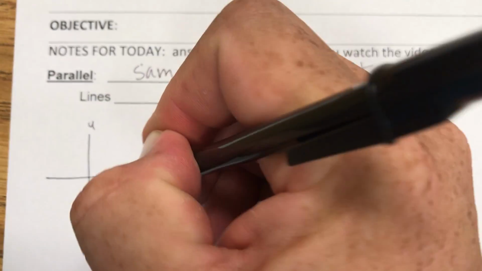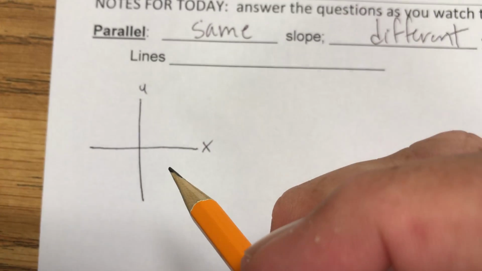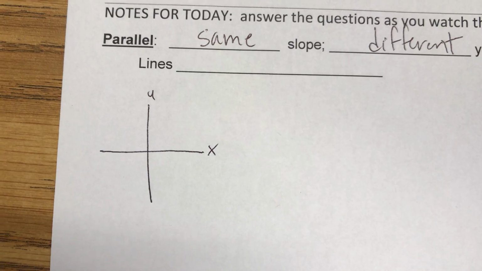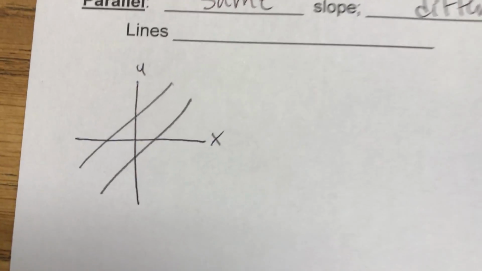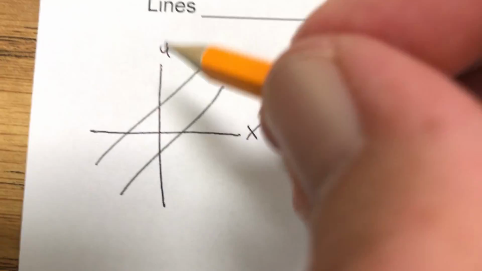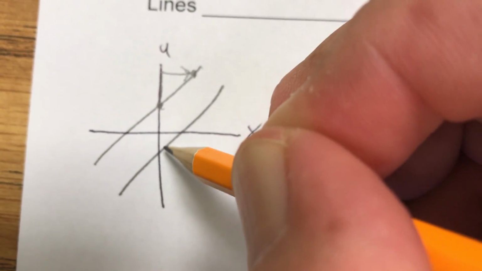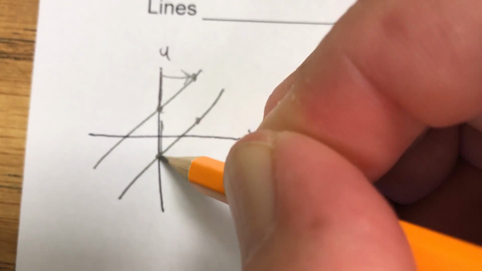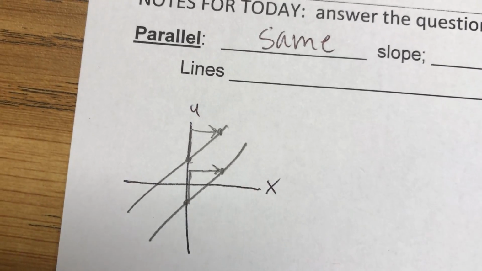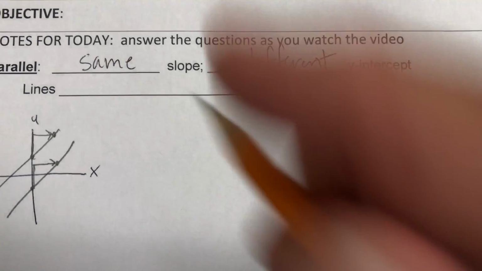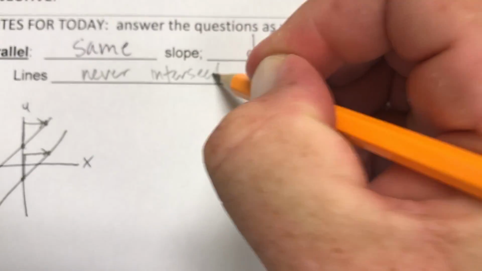So an example, there's my x and y axis. If I wanted to draw some parallel lines, I could draw a couple of lines like that, where you can see that the line going from one point to the next, the rise and the run are the exact same on both of these lines. I go up the same number and I go over the same number. That's what gives them the same slope. So they have the same slope, different y-intercepts. The lines never intersect, or they never touch.